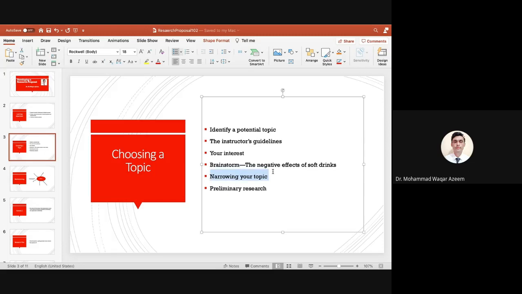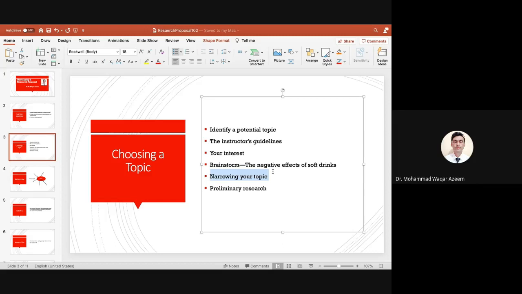So when you narrow this topic down, you might like to narrow it down in this manner. You might say the effect of soft drinks on the academic performance of school-going children. Now consider this topic that I just spoke to you. The effects of soft drinks on the academic performance of the school-going children.